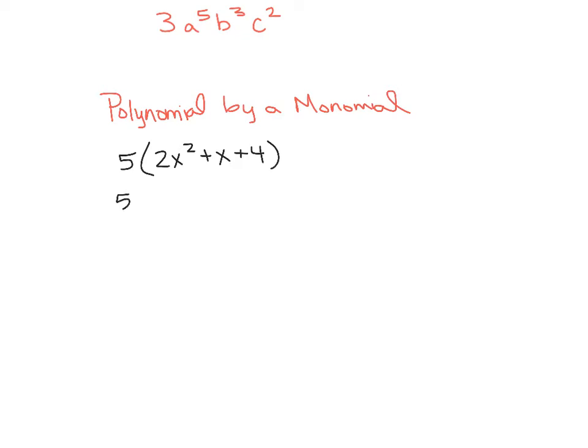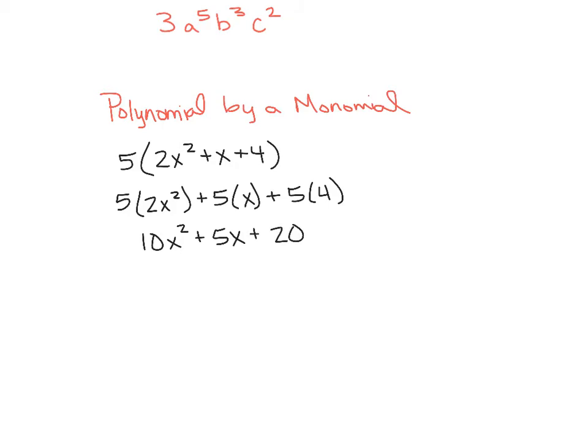So we take 5 times 2x squared, bring down our plus, 5 times x, bring down our plus sign, 5 times 4. And then we have 5 times 2, which is 10x squared, plus 5 times x, which is 5x, plus 20. And that's no common like term, so we leave it like that.